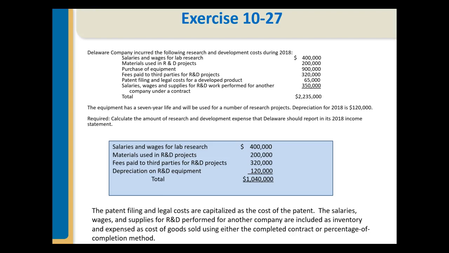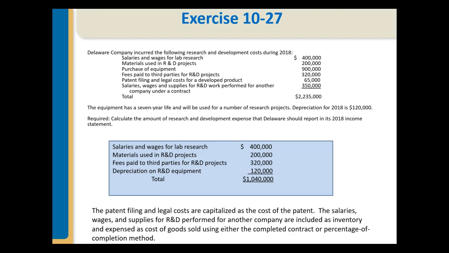Let's look at exercise 10-27. Delaware Company incurred the following research and development costs during 2018. So you see our salaries and wages for lab research, materials used in the R&D projects, purchase of equipment, fees paid to third parties for the R&D projects and patent filing, salaries, wages, and supplies for R&D work performed for another company. The equipment has a 7-year life and will be used for a number of research projects, with depreciation being $120,000.